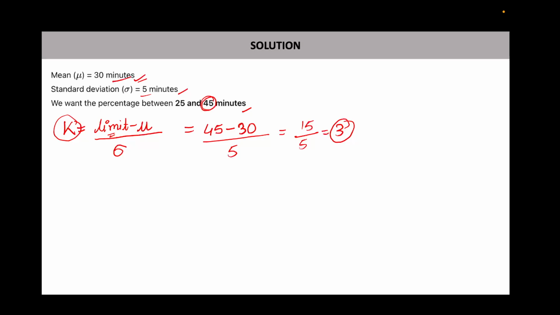Now if you use that theorem's equation, your value will be 1 minus 1 upon 3 squared, into 100%, because your answer requires a percentage value. Now if you solve this entire equation, you will get 8 by 9 into 100%, and this value will equate to 88.89.